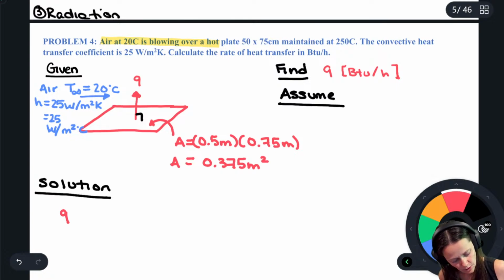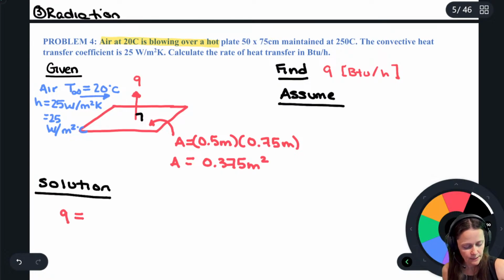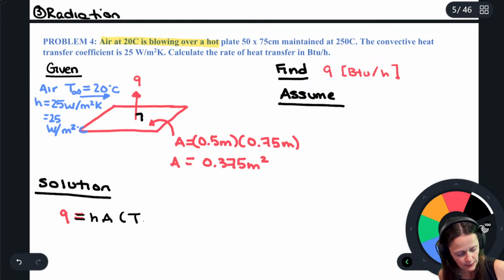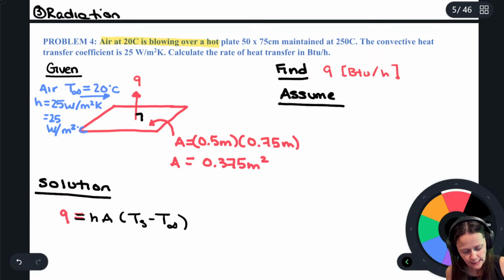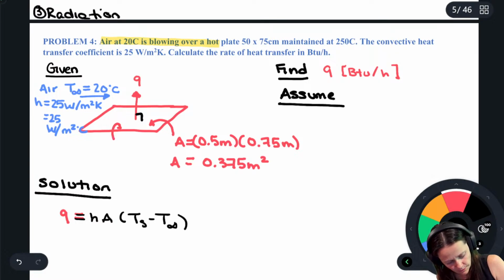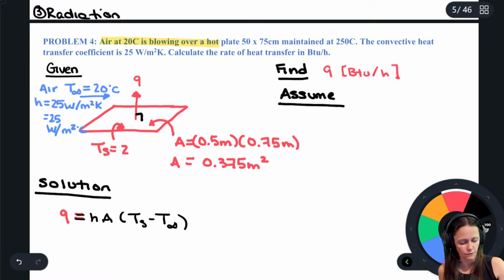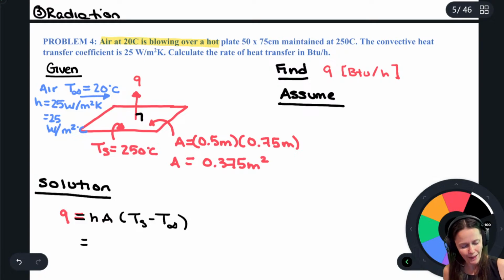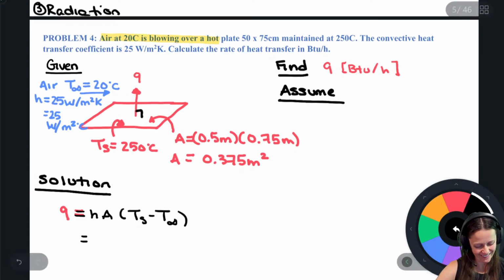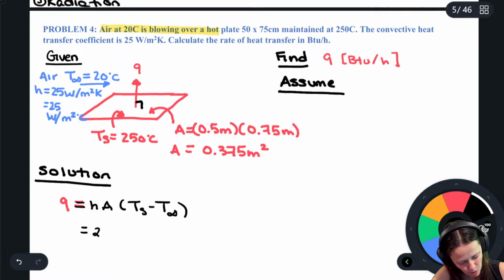So Q by convection is going to be equal to h times area times Ts minus T infinity. I guess I didn't really write Ts, but yeah, it's on there too. So Ts is 250 degrees Celsius. It's super easy right now. This is not so bad. It's really just plug and chug at this moment, right?